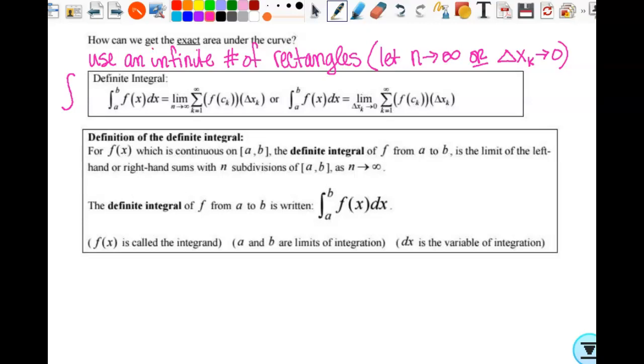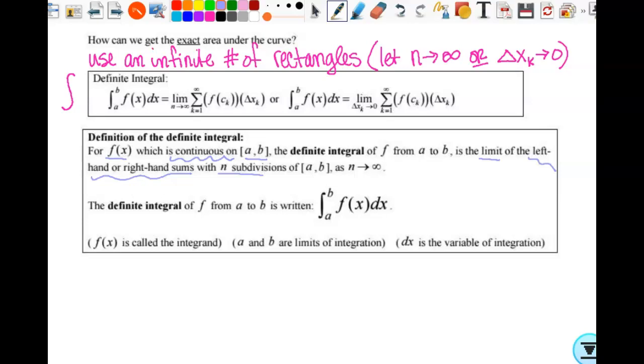Definition. A couple of things that are important here. For f of x, which is continuous on the closed interval a to b, it has to be continuous. We're not using any piecewise functions here. The definite integral of f from a to b is the limit of the left or right-hand sums within subdivisions as n approaches infinity. It really doesn't matter if it's left or right if n is going to approach infinity, because they end up being the same in the end anyway. It's just how you get there, coming from the left or the right.